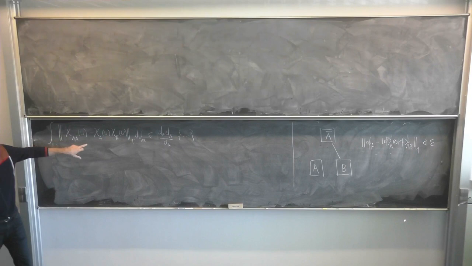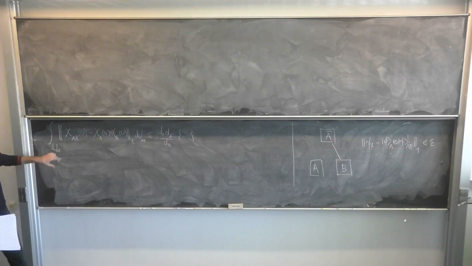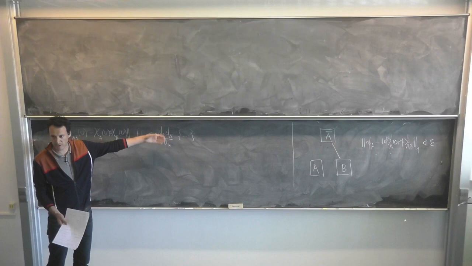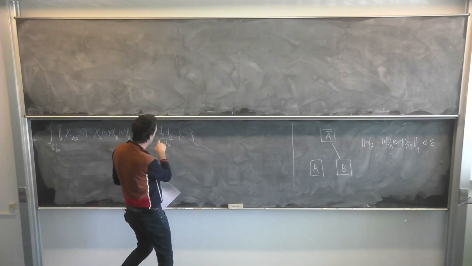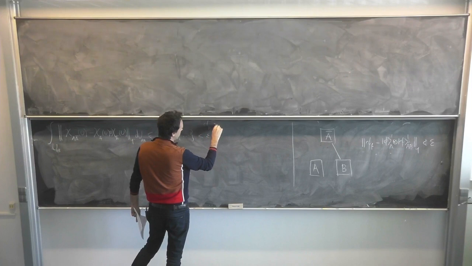And this all depends, of course, on the unitary U. And this should be a tensor product. The distance between these two states depends on the dimensions of the Hilbert spaces. And if the dimension of the Hilbert space B is much larger than the dimension of A, then this is small, less than some epsilon, if d_B is much larger than d_A, which is what we are always going to assume.